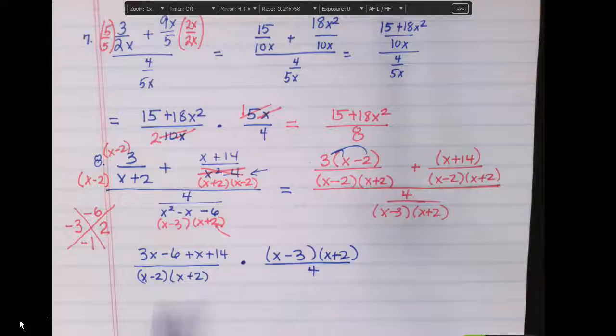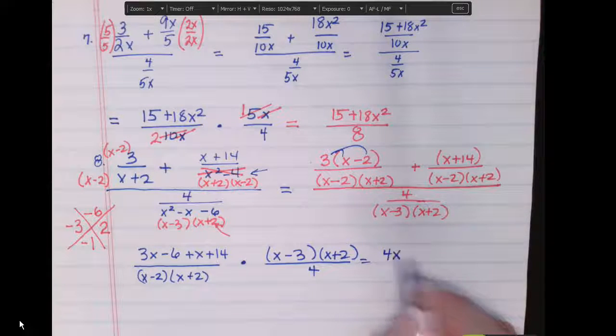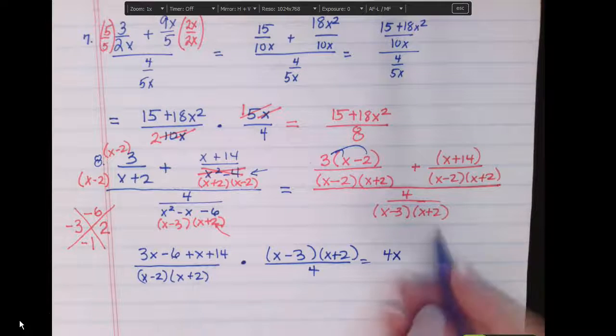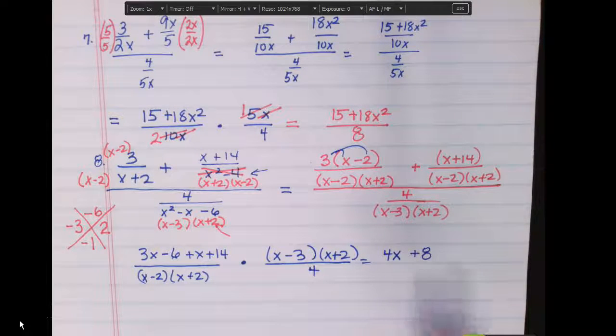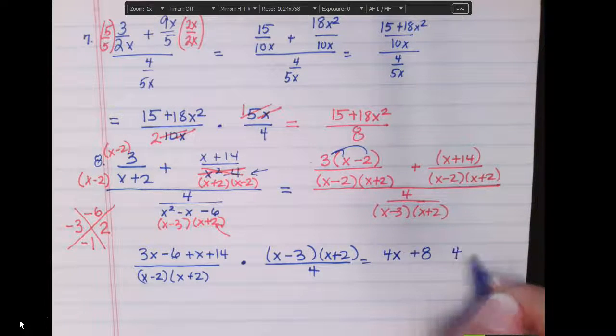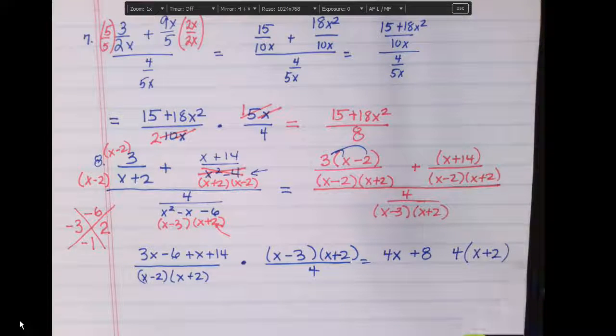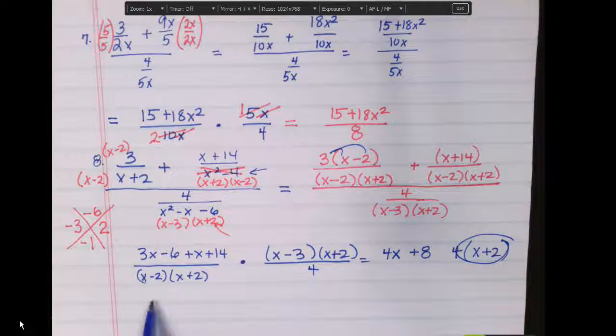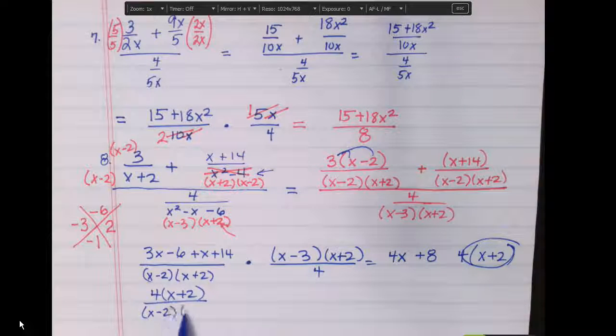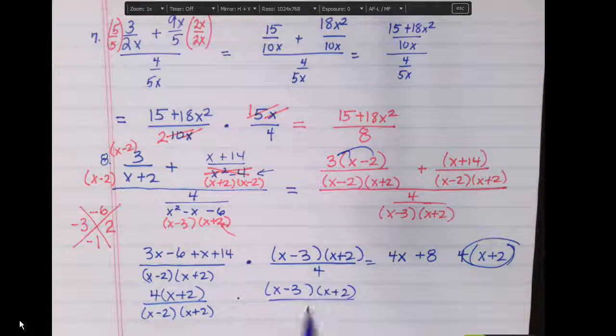Before I see some things that I can cancel, I really want to get this combined into like terms. So 3x plus x equals 4x, plus -6 plus 14 is plus 8. And before I go any further, let me factor that out. The 4 is a GCF, so that'll be x plus 2. That's my new numerator, so let me rewrite the whole thing: 4 times x plus 2 over x minus 2, x plus 2. And here I've got x minus 3, x plus 2 over 4.